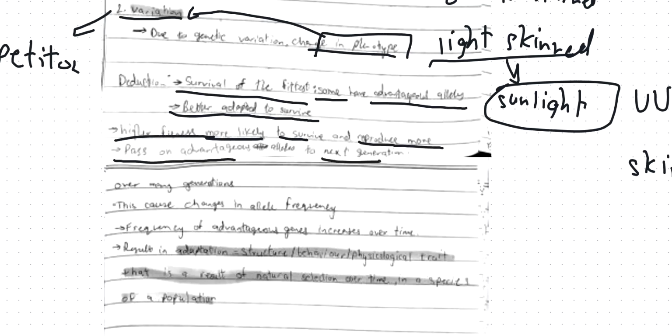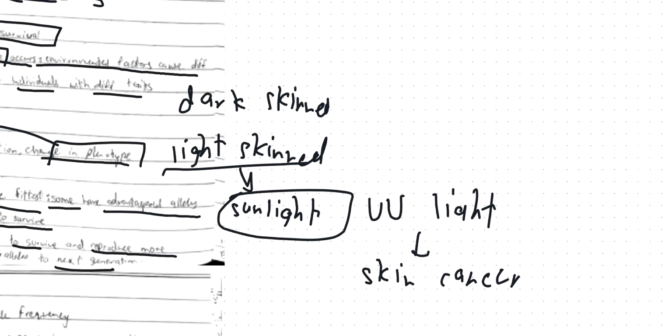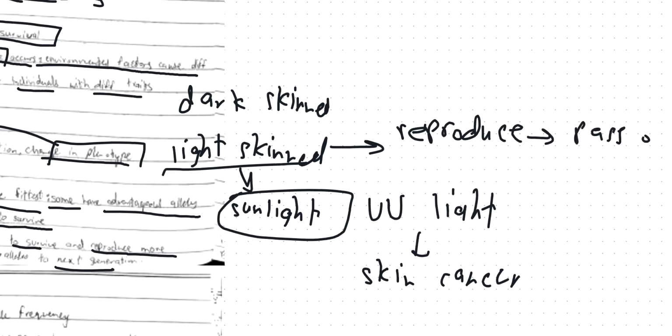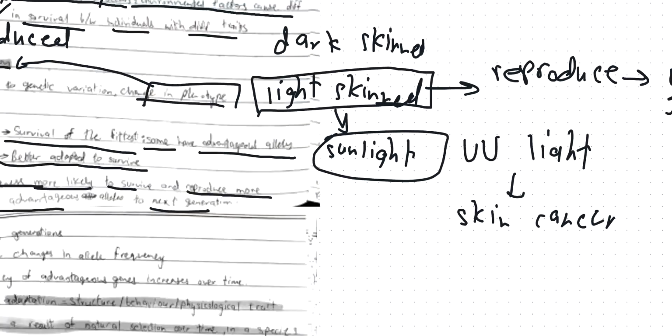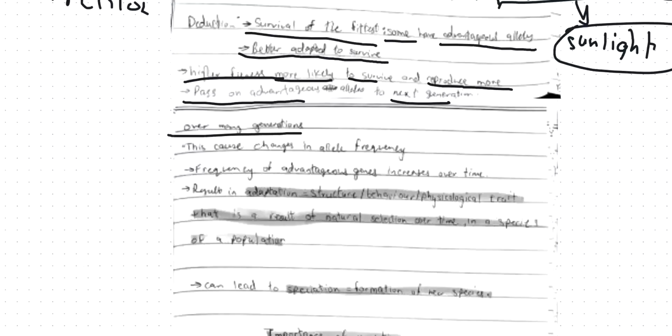So if you are light skinned, then you're more likely to survive the UV light. And this means that you'll more likely reproduce and pass on your genes. Which genes? The genes that code for your skin color. So yeah, this is called survival of the fittest. And over many generations, this can cause a change in allele frequency.